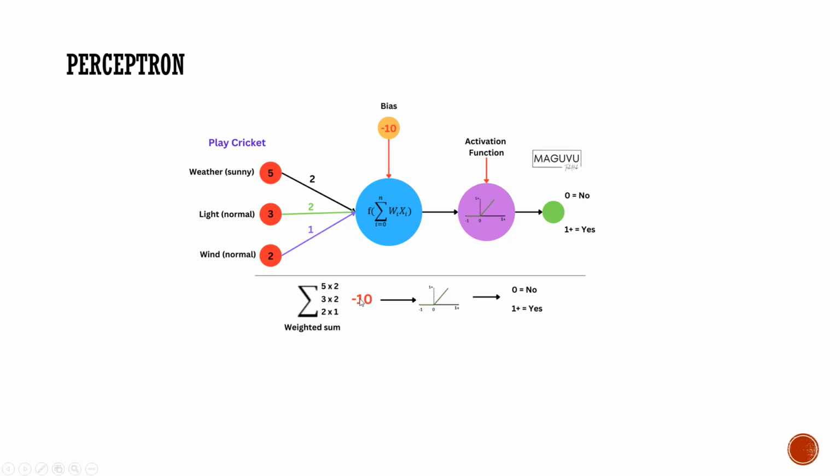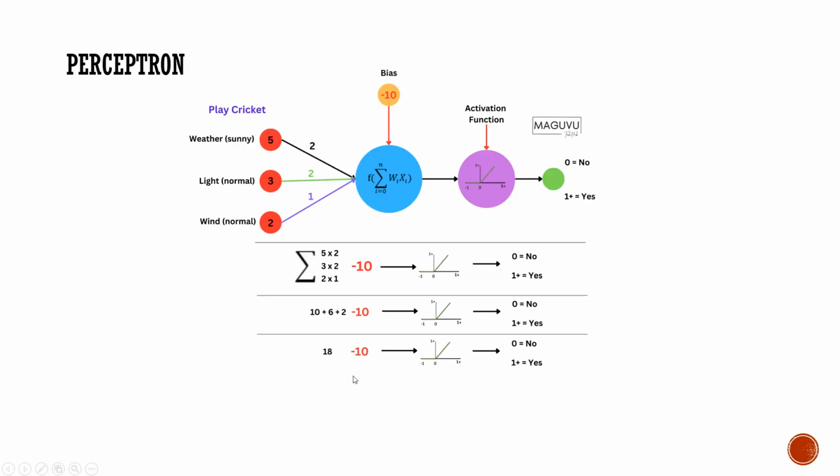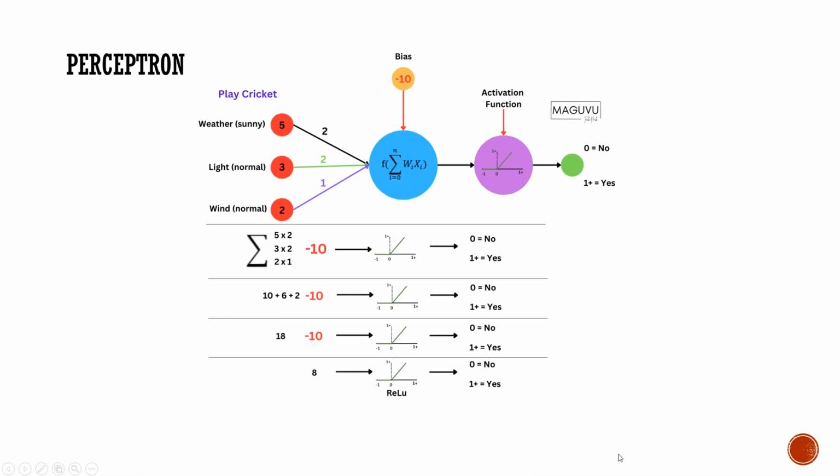Once we get that value, we are going to introduce our activation function, and then determine whether the value is a 0 or a 1 and above. So we do the weighted sum, adding 10, 6, 2, and then we add the bias, which is a minus 10, to that function. This gives us an 18, and then 18 plus minus 10 is going to give us a result of 8.